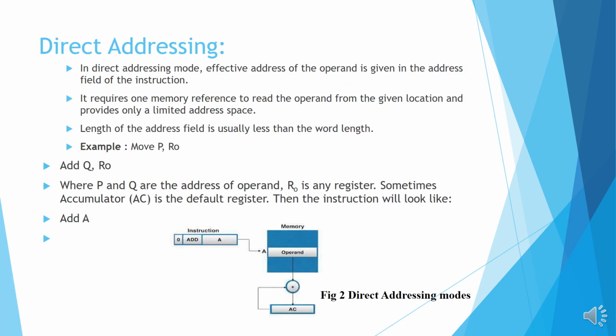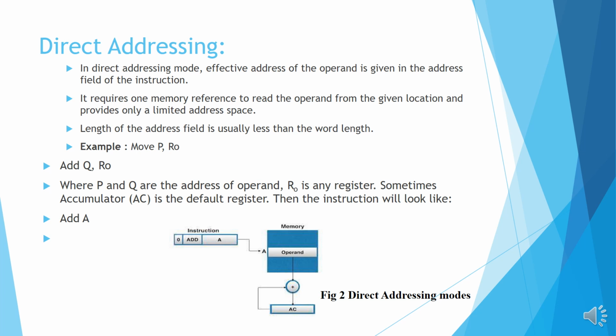Next one, direct addressing. In direct addressing mode, the effective address of the operand is given in the address field of the instruction. It requires one memory reference to read the operand from the given location and provides only a limited address space. The length of the address field is usually less than the word length.